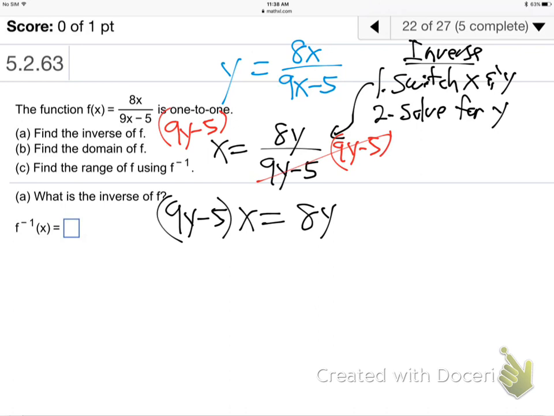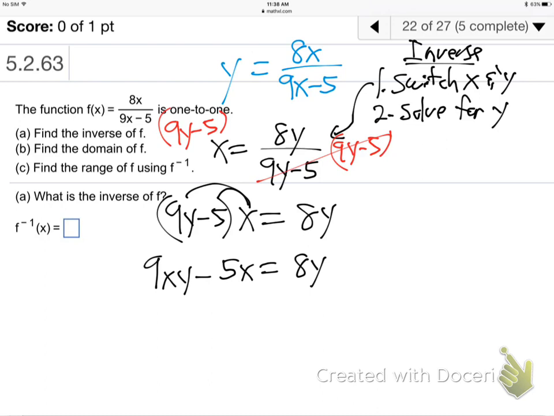Yeah, here's a case where you don't really want to divide by that x. Like it worked nicely on the last one. This one, it would be kind of a pain. Yeah, you really want to distribute that x. It's just going to be a little easier. 9xy minus 5x. Okay, so we're good to here.